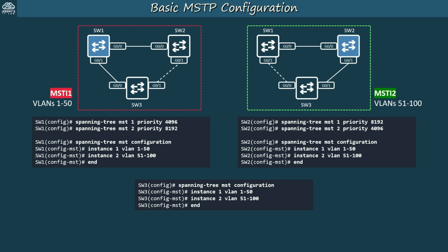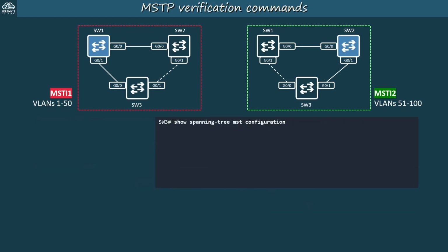Okay, that's all that's required for our simple MSTP configuration. Now let's look at a few MSTP verification commands. Here are show commands we can use to verify MSTP on the switch. Here, we see the first one, show spanning tree MST configuration. This command shows the settings we just configured in MST configuration mode.